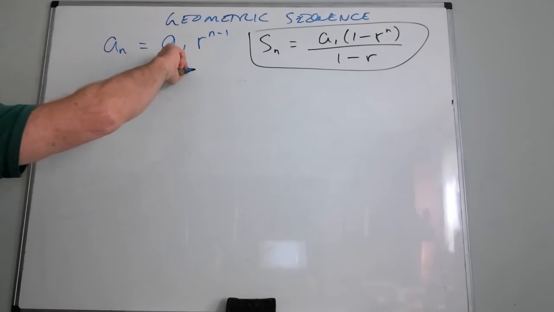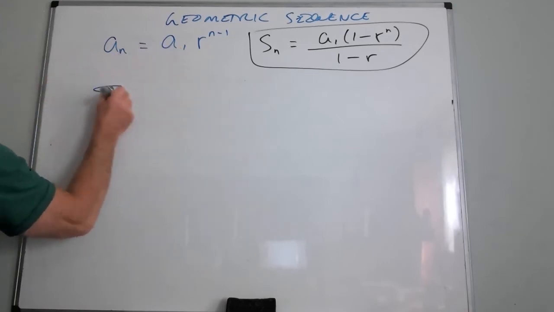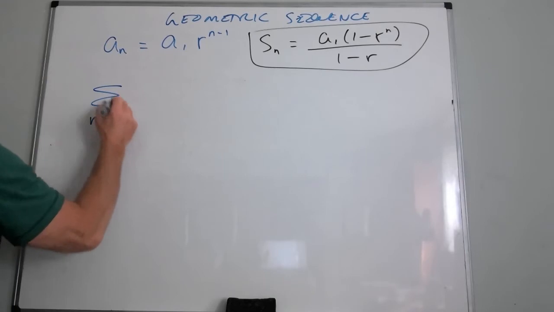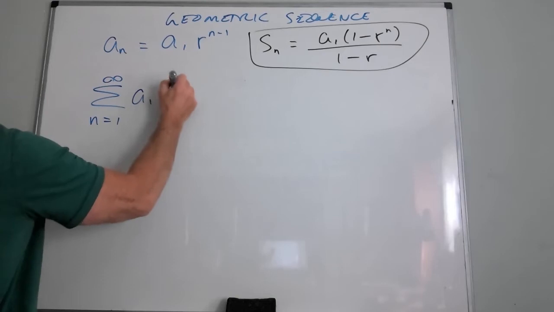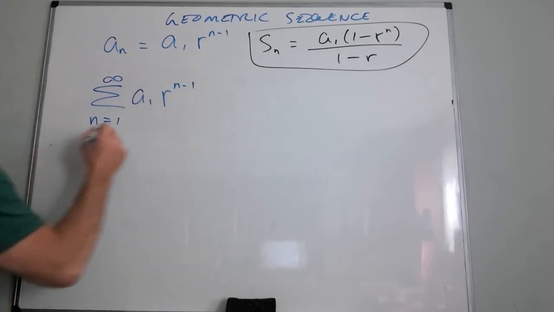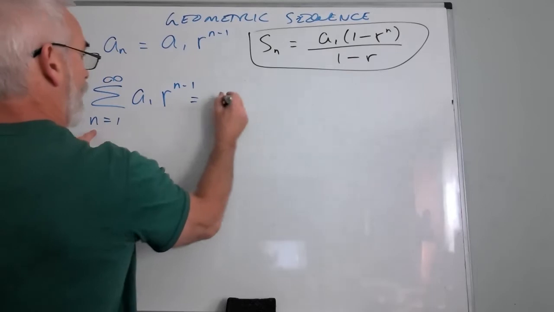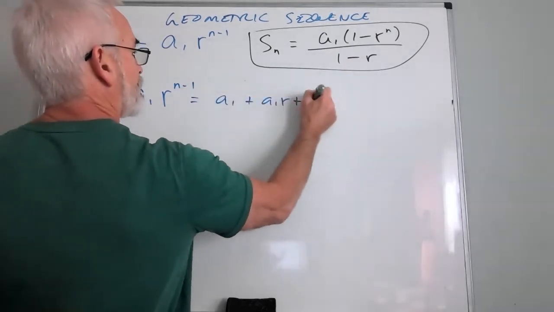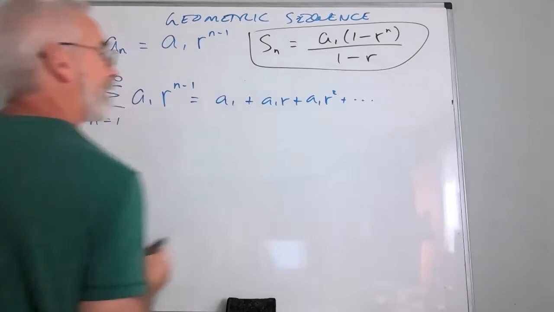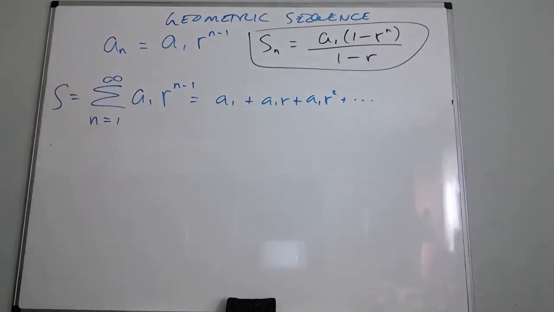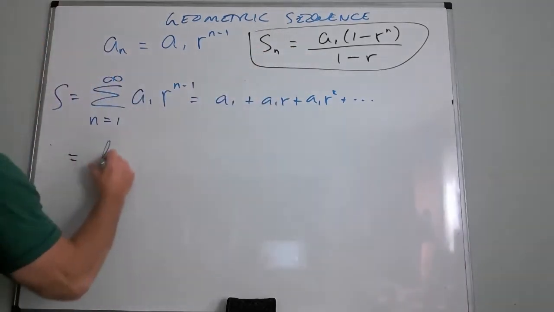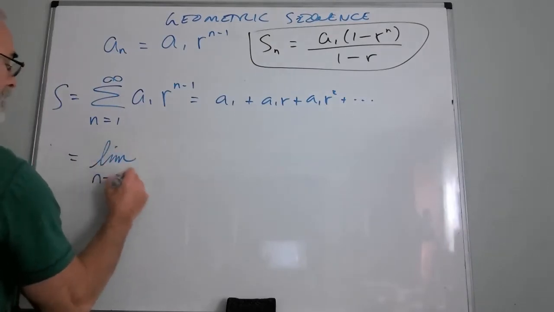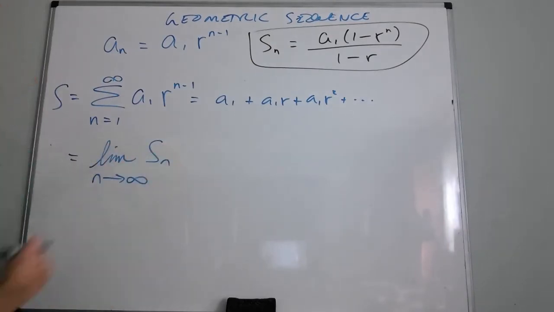So this is still my nth term, but now here's what I want you to add up. I want to add up from n equals 1 to infinity of a1 r to the n minus 1. So again, if I start from scratch, that'd be a1 plus a1r plus a1r squared forever and ever. But how do I add up an infinite number of terms? Well, technically, shouldn't this equal the limit as n goes to infinity of Sn? That's what we just said a moment ago.